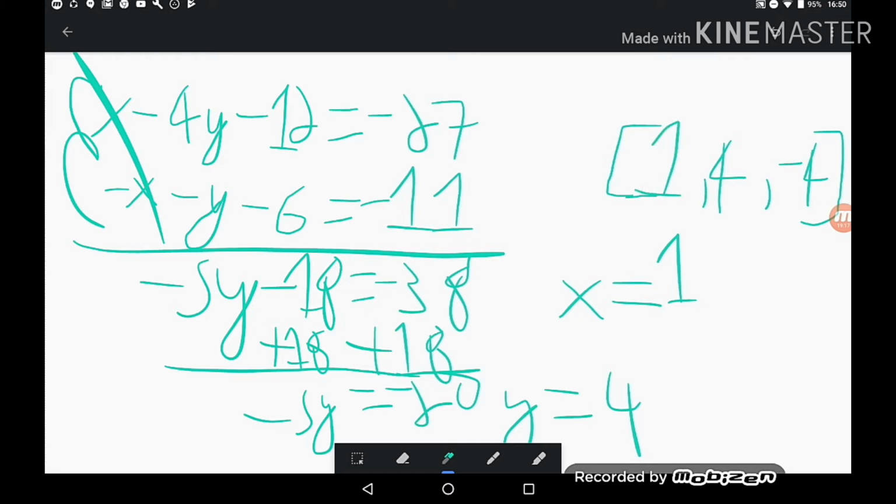Now, if you want to check the bottom equation, you can. You replace y with 4, you get negative 4 minus 6 is negative 10, and negative 10 minus that 1 is negative 11. So we know that our solution is true. 1, 4, negative 4 is our solution.